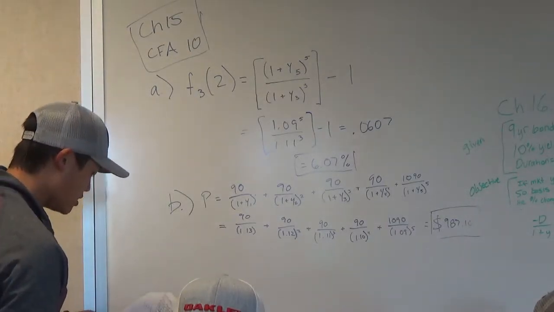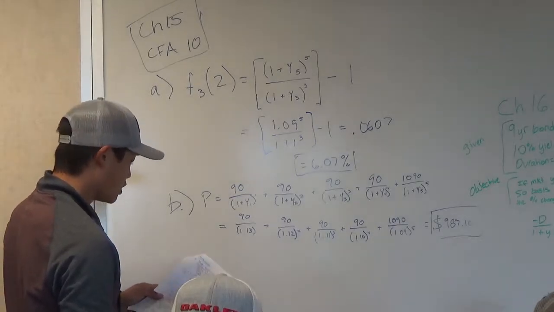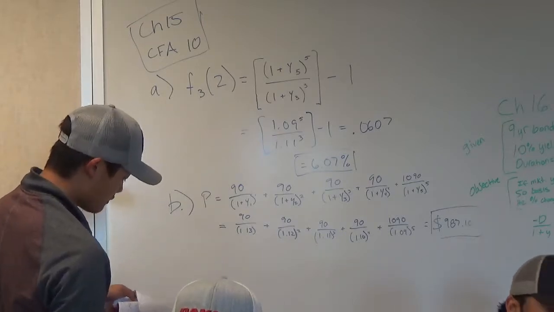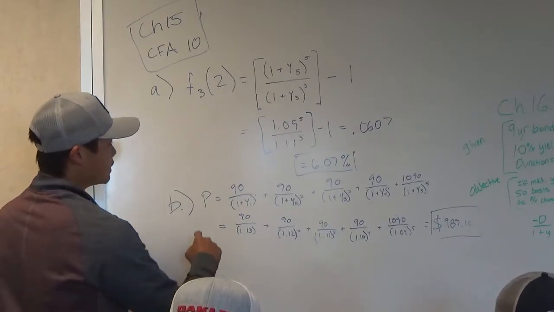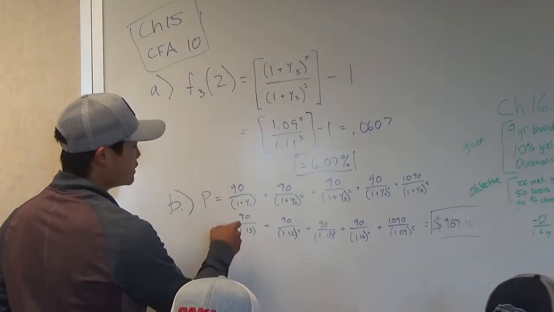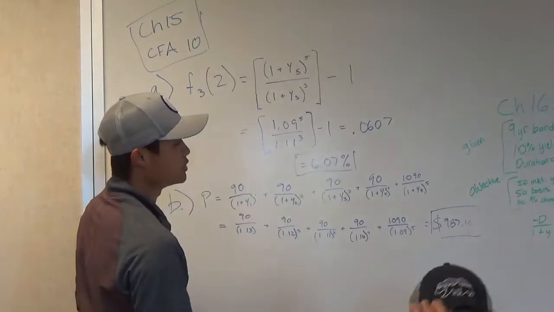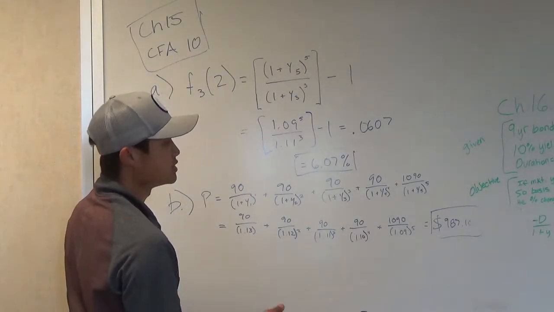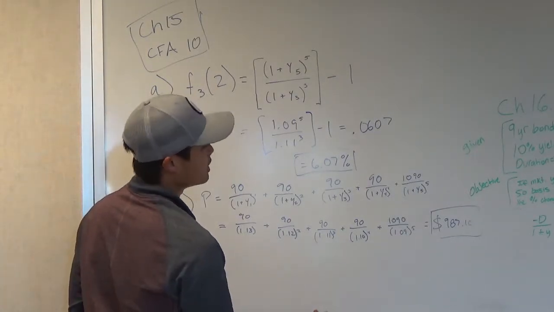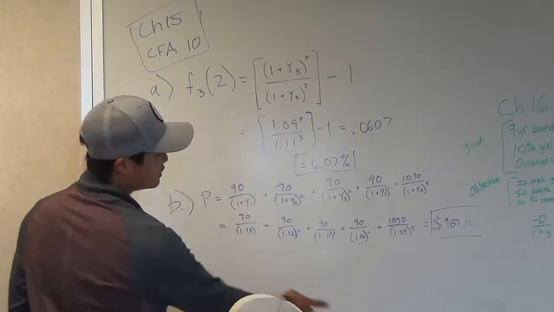Then for part B, you're trying to compute the price of a 5-year annual pay treasury security with a coupon rate of 9%. Here you're assuming the par value of $1,000. For each year you do 90 divided by one plus the spot rate of interest to the power of the year. And for the last year you do par value plus the 90, so it'd be $1,090 divided by one plus the spot rate of interest for year five.